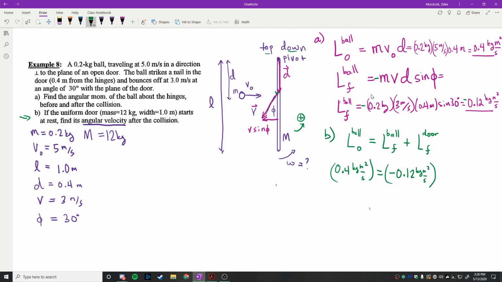The final angular momentum of the door is the moment of inertia of the door multiplied by omega, the angular speed it's going to have after the collision. We just need to solve for omega. What's the moment of inertia of the door? It's basically a rod rotating about one end, so it's 1/3 times the mass of the door, capital M, times the length squared. It doesn't matter what the height of the door is, since it's rotating about this end.